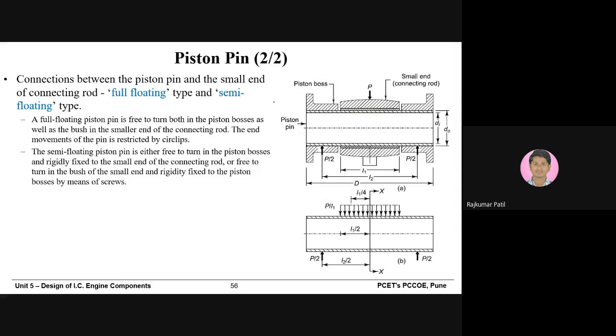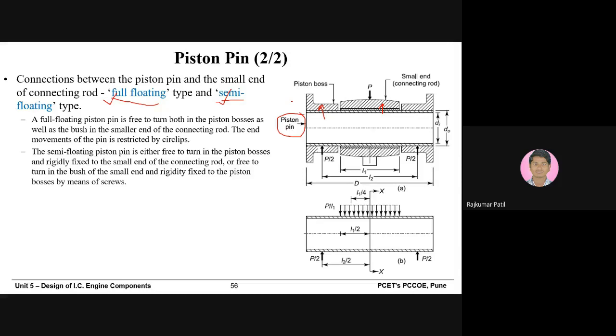Then there are two types of connections between piston pin and small end of connecting rod. First one is full floating and second one is semi floating. So when piston pin is placed, it may have a rigid connection with the small end of the connecting rod or piston boss, or the piston pin is freely rotating inside the piston boss as well as the connecting rod. This is possible, so that depends on the design. So based on that, full floating and semi floating types of connections are there.